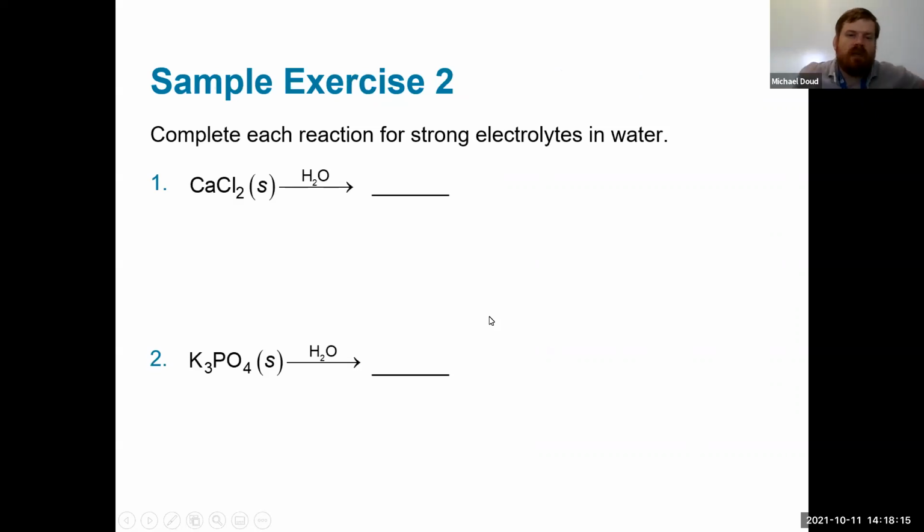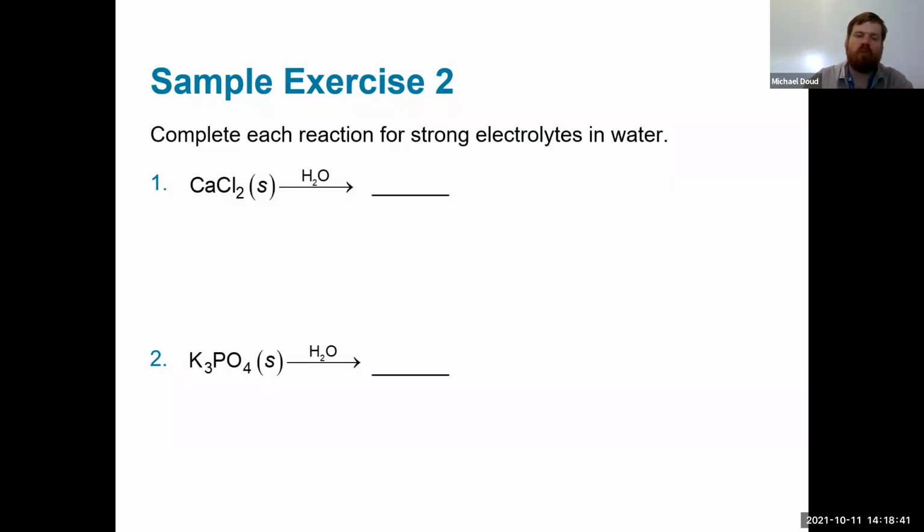Okay, so let's go ahead and take a look at this. Now, I'm telling you these are strong electrolytes. So we have number 1, calcium chloride, and number 2, potassium phosphate. In water, when they dissolve, what do they form? Tell me what they form. So go ahead, fill out the response to the sample exercise. And then when you come back, we'll take a look at the answers. So go ahead, pause the video here.